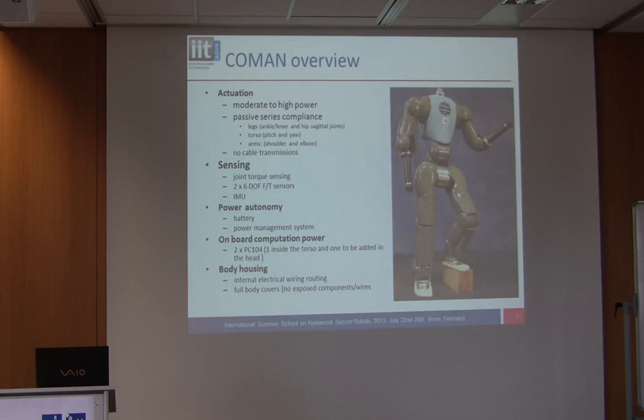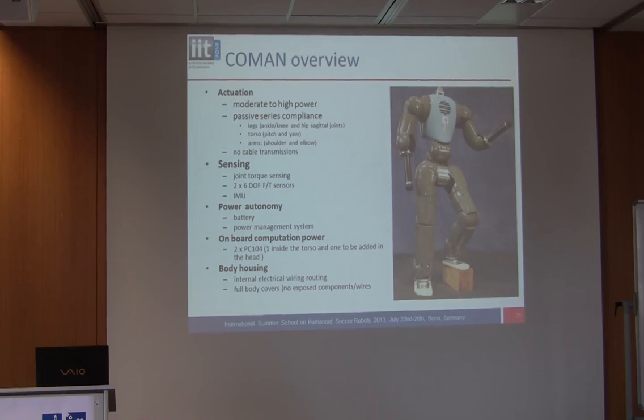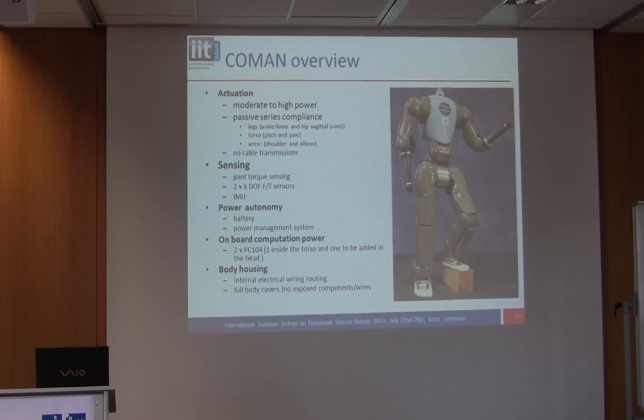In terms of sensing, as I say, we have joint torque sensing in all joints, those that are passive, and this is possible also for the stiff joints. We have force torque sensors at the feet. And also we have two IMUs, one placed low here at the legs and one placed up in the torso. The system is power autonomous, so it has a battery and a power balancing system.